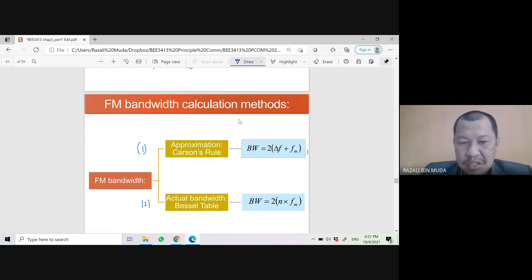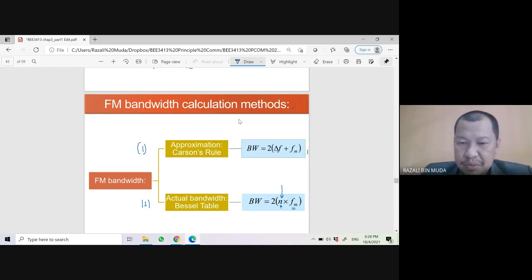So using calculation, the equation is 2n multiplied by Fm. So 2n, where n is the number of significant sidebands, plus Fm, the modulating frequency, multiplied by 2. So you get the actual bandwidth using Bessel table.